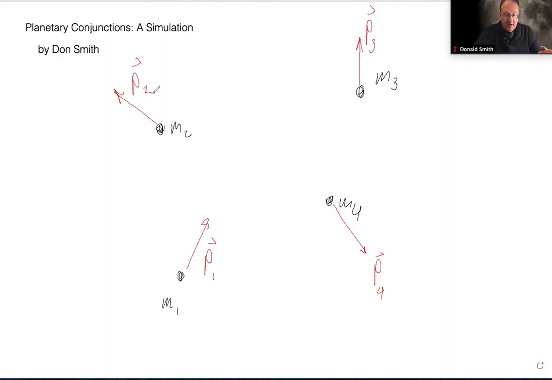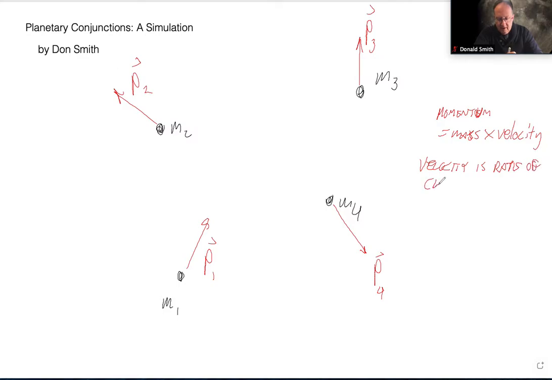Okay, so the basic idea is that momentum is equal to mass times velocity. So if I take that momentum and divide by the mass, that tells me the velocity that it's going at. And velocity is the rate of change of position.